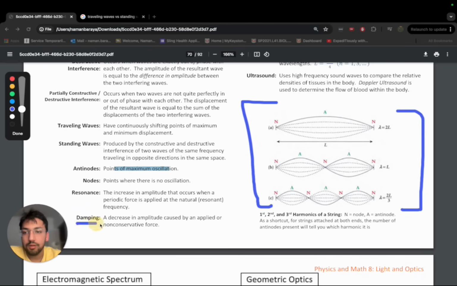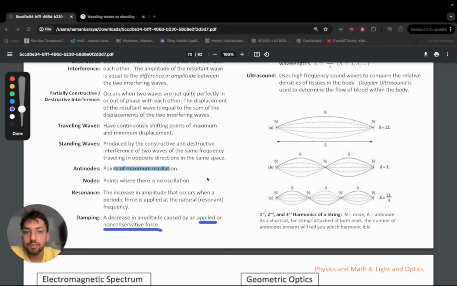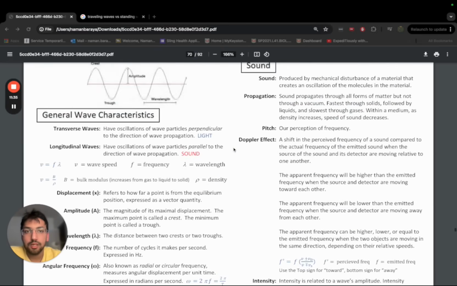Okay, damping is the decrease in amplitude that's caused by an applied or non-conservative force. So that's also something that we're going to talk about in a little bit. Okay, the next thing is sound.